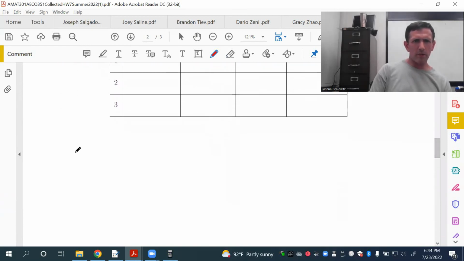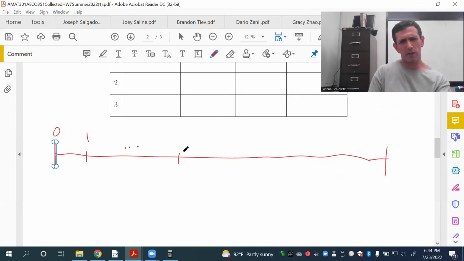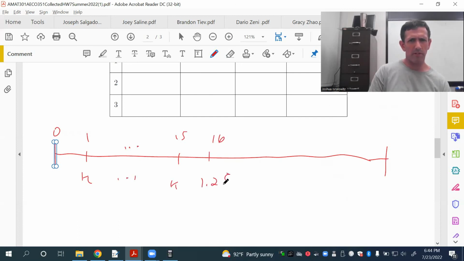All right, so here's a time diagram, and I definitely suggest doing a time diagram for something like this. Okay, so for the first 15 years, payments of K at the end of each year. Then it becomes 1.25K.